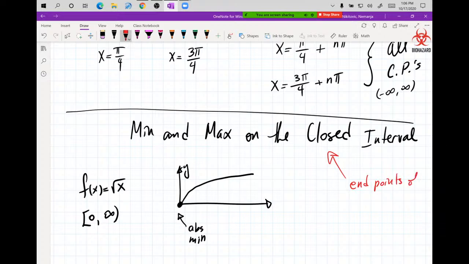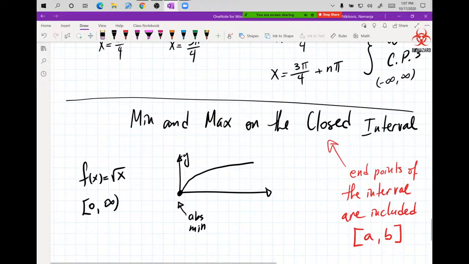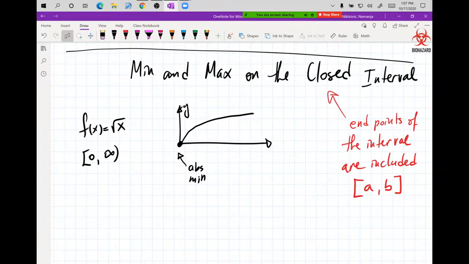Endpoints of the interval are included. A to B. As opposed to what we had before, 0 to infinity, right? Parentheses do not include endpoints. But now, with the closed interval, that means you are including the endpoints. And hopefully, this should be common sense instantly to you.